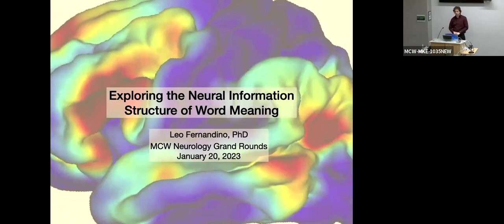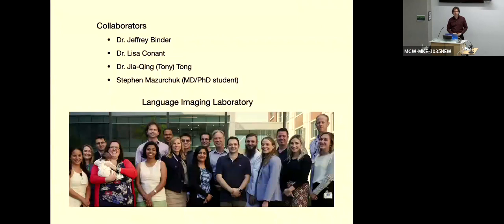So today I will share with you our latest research on how word meaning is represented in the brain. And the studies I will talk about here today were done in collaboration with Dr. Jeffrey Binder, Dr. Lisa Conant, Dr. Jiaqing Tong, and Stephen Mazurchuk, who's an MD PhD student in our lab.